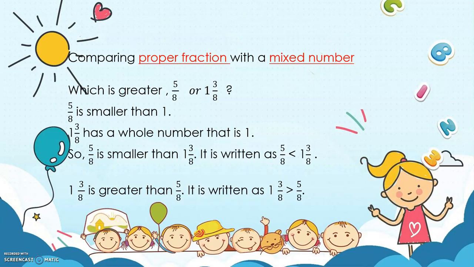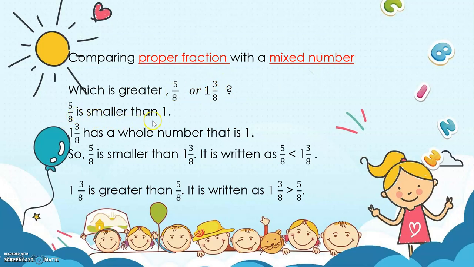Again, what are the three types of fractions? First is proper fraction, second is improper fraction, and the third one is mixed number. Now let's compare the proper fraction with a mixed number using greater than or smaller than. So which is greater, 5/8 or 1 and 3/8? This is an example of a proper fraction, and this is the mixed number.